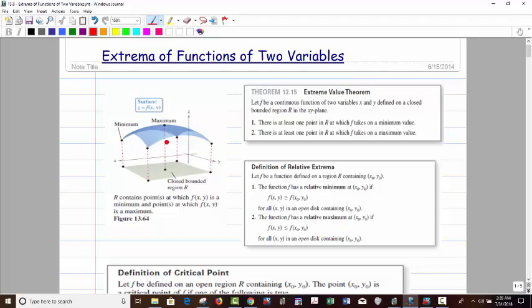We have a relative maximum if all other xy's in that area are less than or equal to your point, the function value of the point that you're saying is the relative maximum.